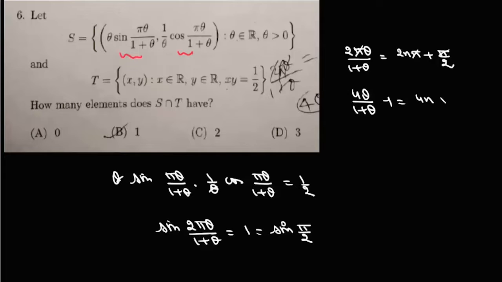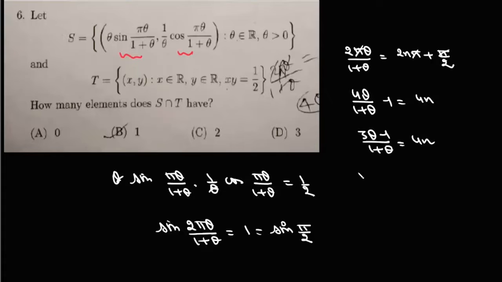Now this 1 is sin pi by 2. So its general solution is 2 pi theta upon 1 plus theta, and it should be equal to 2n pi plus pi by 2. Now here pi and pi will cancel. Now we can write this as 4 theta upon 1 plus theta minus 1 equals 4n, or 3 theta minus 1 upon 1 plus theta equals 4n.